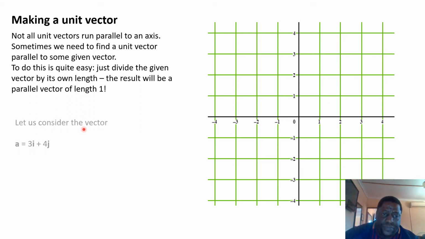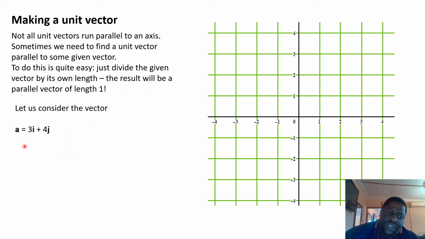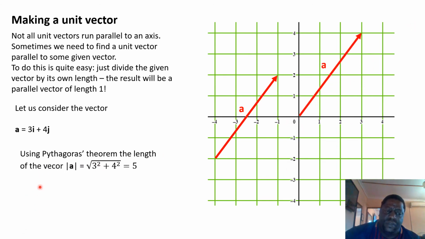So let's look at this vector here, 3i plus 4j. So 3i plus 4j, so it's 1, 2, 3 in the i direction, 1, 2, 3 in the y direction, plus 4j. The same applies here. It's the same vector. So when you use Pythagoras' theorem, you find that the magnitude of vector A is equal to 5 units. So that 5 units there, if you have to look at it, and here we bring in something really interesting again.